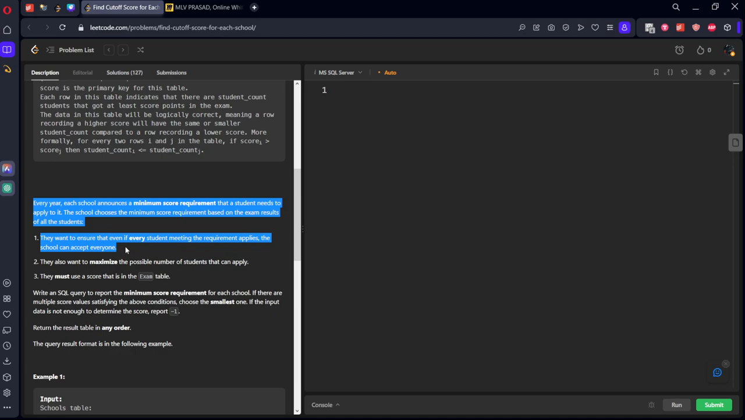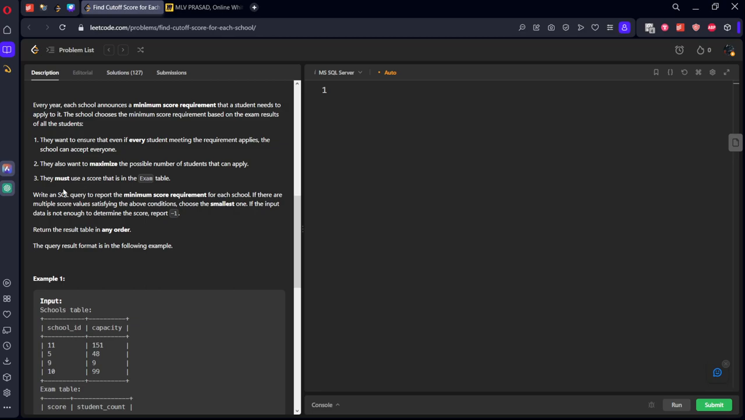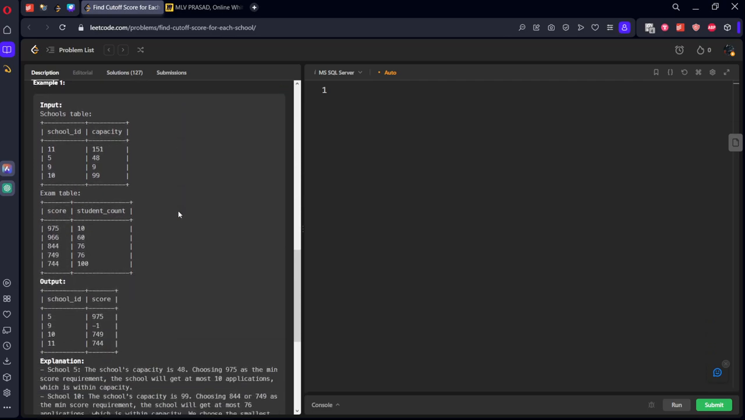They also want to maximize the possible number of students that can apply. They must use a score that is in the exam table. Write an SQL query to report the minimum score requirement for each school. If there are multiple score values satisfying the above condition, choose the smallest one. If the input data is not enough to determine the school, report minus one. Okay, let's see this table.